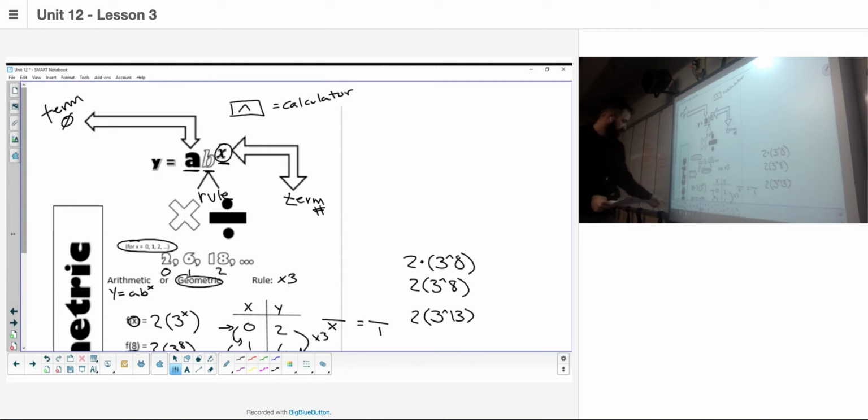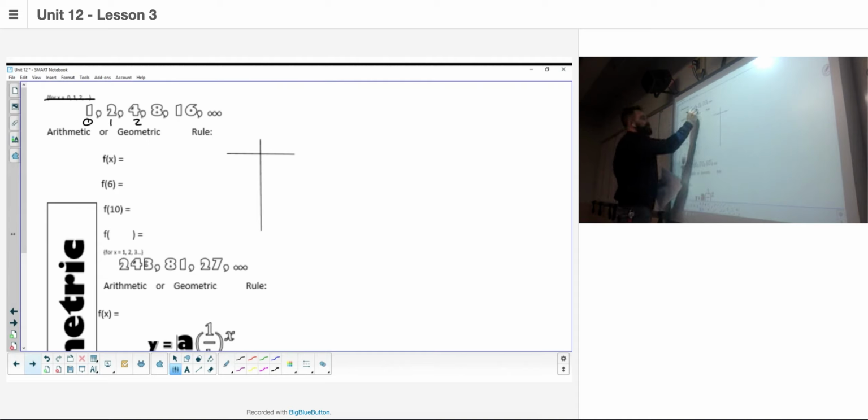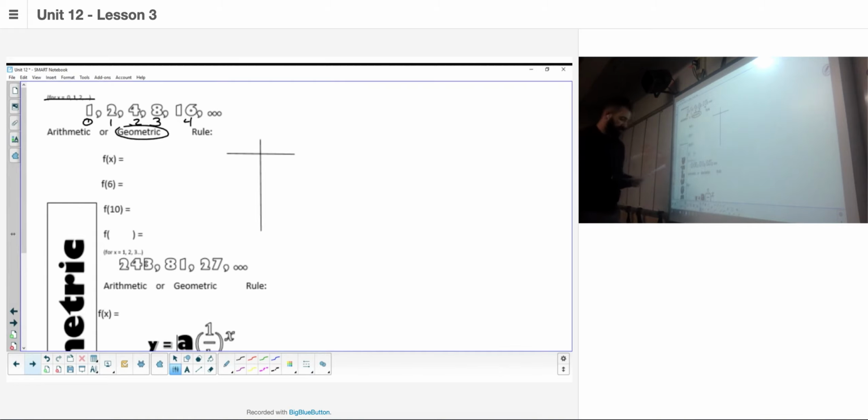Awesome. Try our next page of notes. Keep practicing again for f of x, for x equals 0, 1, 2. That means we're starting at term 0, 1, 2, 3, 4. Okay. We're working with geometric sequences today. We want to find our rule.